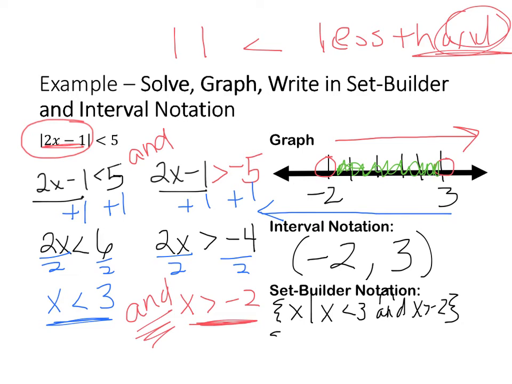Or I could write this as the set of all real numbers x such that, and I could say x is in between -2 and 3. And that's my answer.